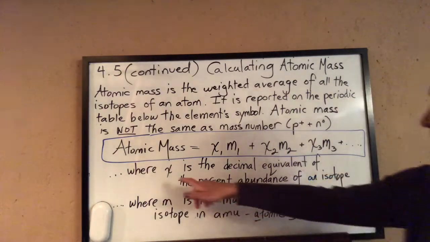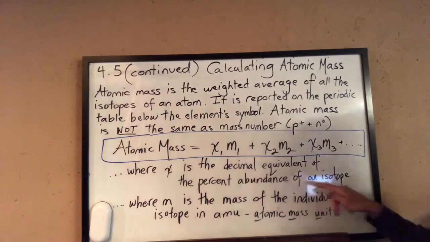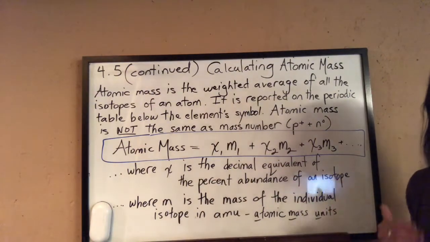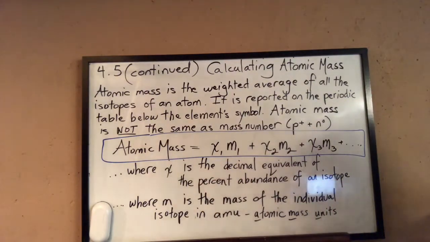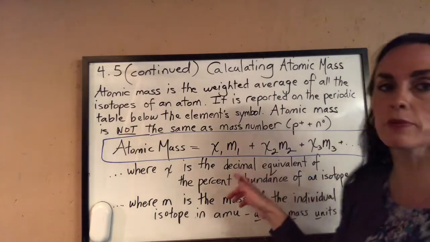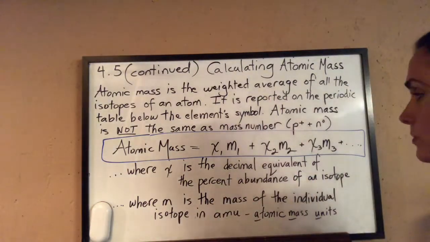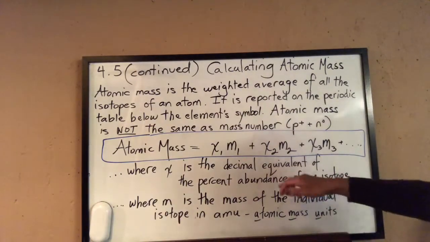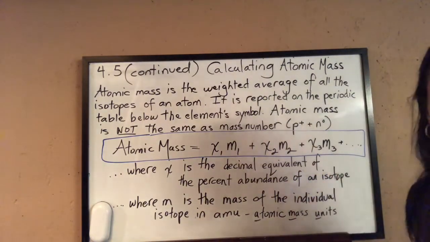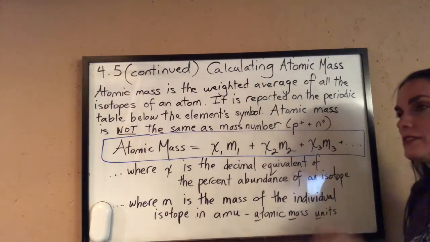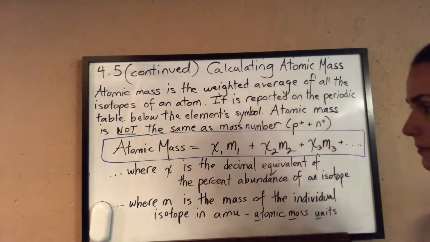Again, what is X? X is the decimal equivalent of the percent abundance of an isotope. Some isotopes exist in a higher abundance than others. Some are more common than others and therefore have a higher percent abundance. So if something exists in 80% abundance, then we would write the decimal equivalent of 0.80. We'll do that when we do examples. So it's the decimal equivalent of the percent. 20%, decimal equivalent, 0.20.